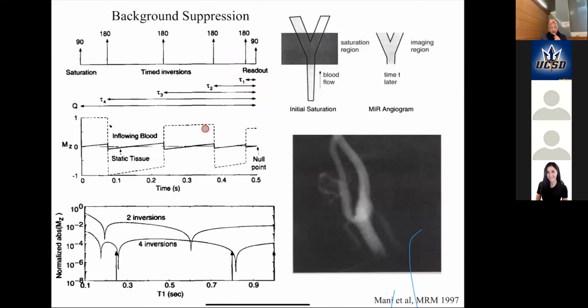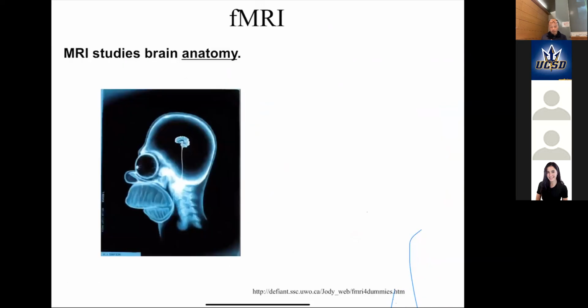And then if you apply a lot of these pulses, you can actually null out tissue from a lot of different T1s. In this example, from a PhD thesis at Stanford, he showed that you could null out all the tissue except for blood. And so there you're actually seeing just blood. Okay, so he's nulled out all the background tissue by doing this. All right. So there's a lot of flexibility in MR, as you can see, just by understanding that, for example, different tissues have different T1s. Okay, so before we start our fMRI discussion, are there any questions?